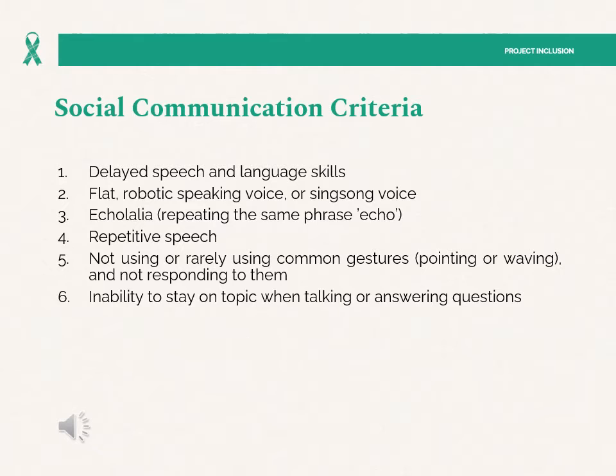Sixth, inability to stay on a topic when talking or answering questions. As a prime symptom or a sign, generally children with ASD fail to initiate any conversation with any stranger or even with their parents, and as a result they are also not able to stay on a particular topic, and they also fail to understand the instructions given by other people.